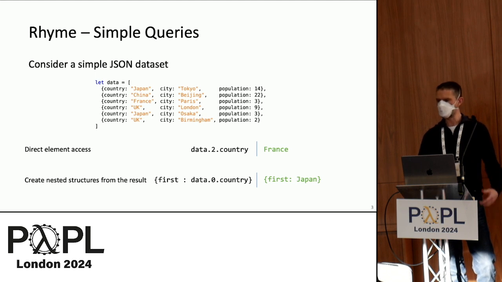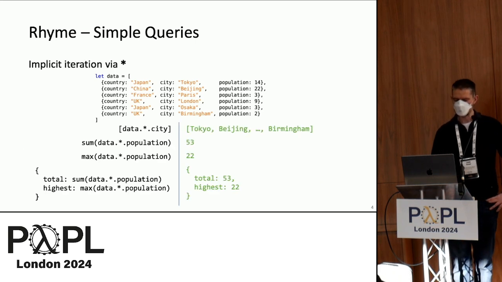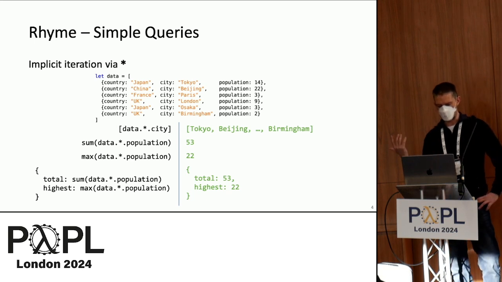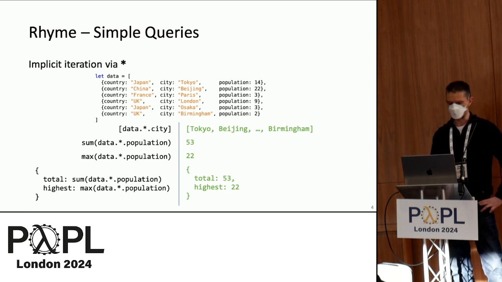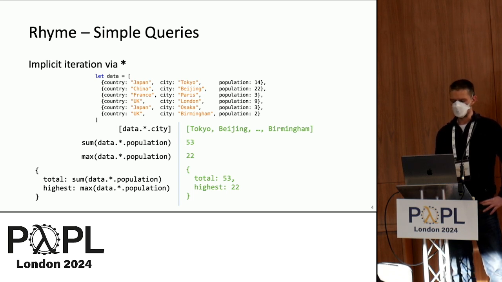If we want to do anything interesting, we've got to have some form of iteration: iterate over things, do aggregation, and so on. And this is where things look a little different here in our language Rhyme than in traditional languages. So iteration is implicit. And we have this wildcard operator star, which we can use to express iteration, traversing collections of various forms.